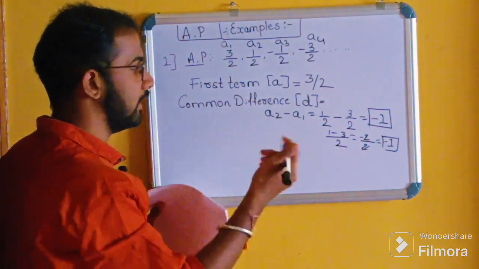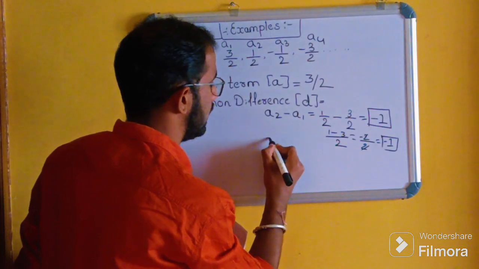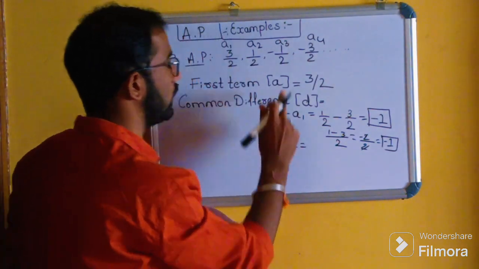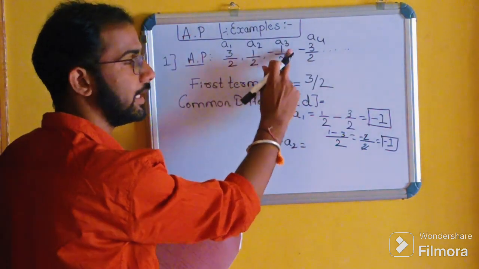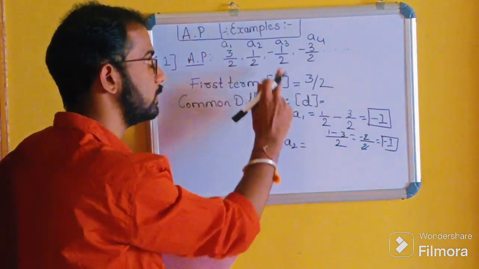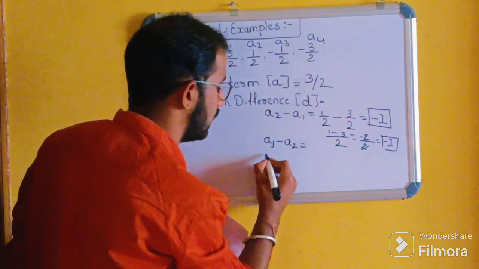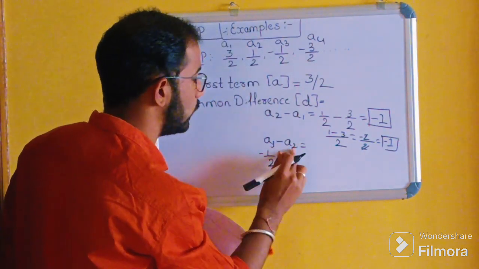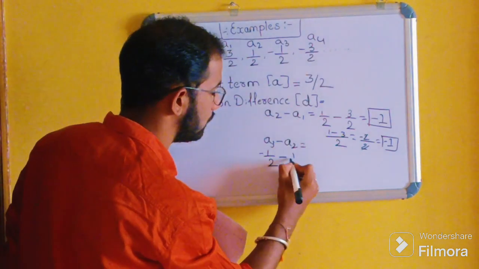Let's see another pair, that is a3 minus a2. So what is a3? a3 is -1 by 2. So -1 by 2 minus, what is a2? 1 by 2.